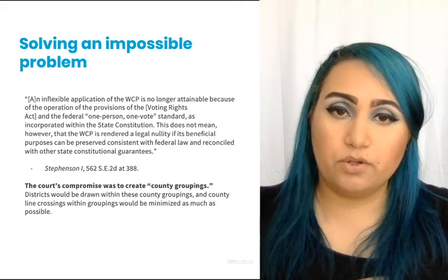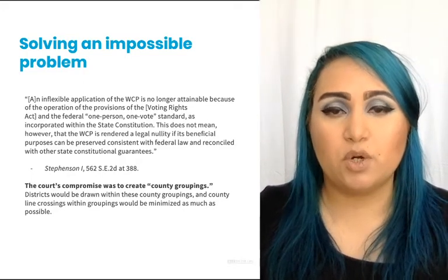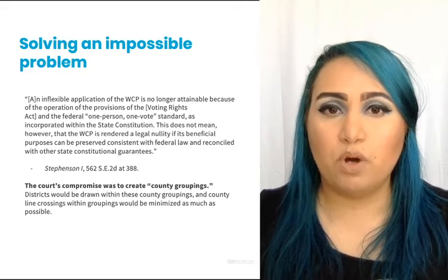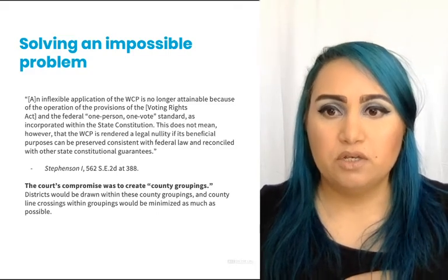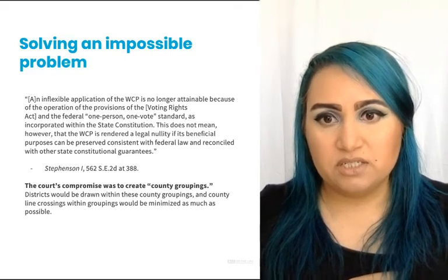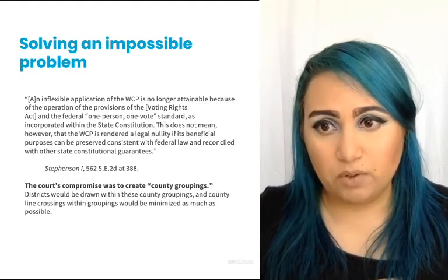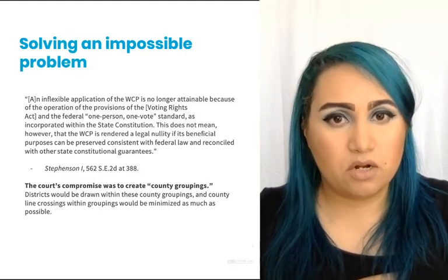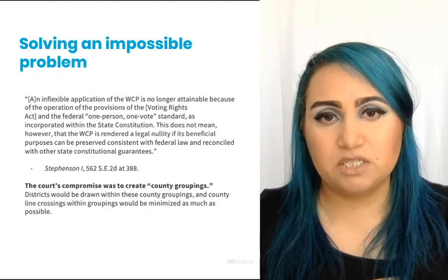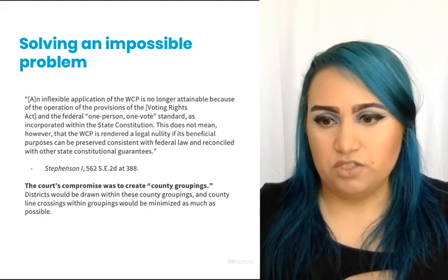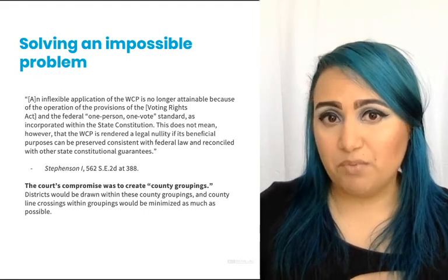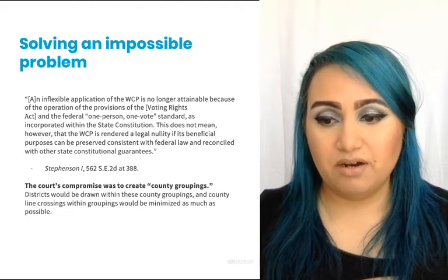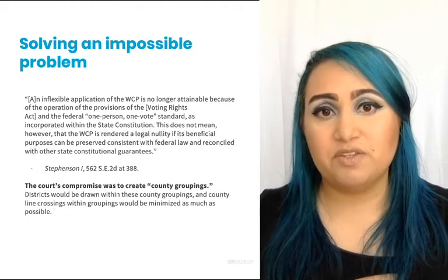So what did the court do? The compromise that the court came up with was to create what we call county groupings. So basically, districts would be drawn within the county groupings, and the county line crossings within the groupings would be minimized as much as possible. So just saying that, I think, is not very helpful. County groupings are not something I can just tell you about, so I'm going to try to show you.